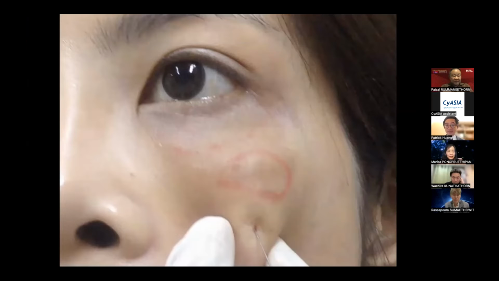So in this way, I think for Dr. Rassapoom's technique, he can blend it in the case of an eye bag which is not a big one. Of course, a big one is somehow still difficult to blend. But for the smaller eye bag, I think it can be treated nicely.